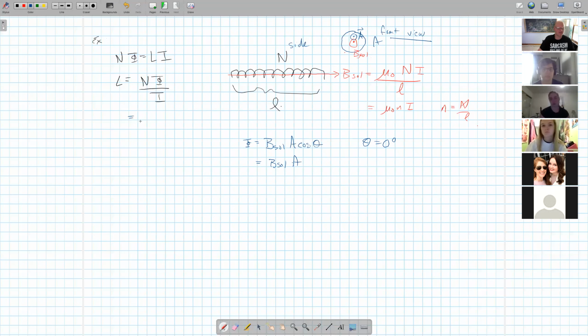So this then becomes the number of loops times the magnetic field of the solenoid times the cross-sectional area, all divided by the current. Now using what we wrote down over here, that's going to be the same thing as the number of loops times mu naught times the number of loops times the current times the area, all divided by the current times the length.